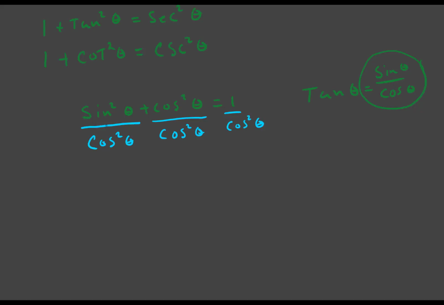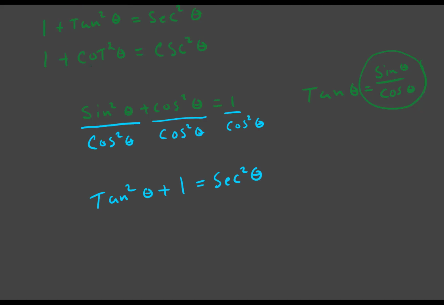Well, the first term becomes tangent squared of theta. The second term, cosine squared of theta over cosine squared of theta, that's just 1, right? Something divided by itself is just 1. And then on the other side, 1 over cosine squared, well, cosine is the reciprocal of secant, right? So it equals secant squared of theta. And you'll see that that is our second Pythagorean identity up here.